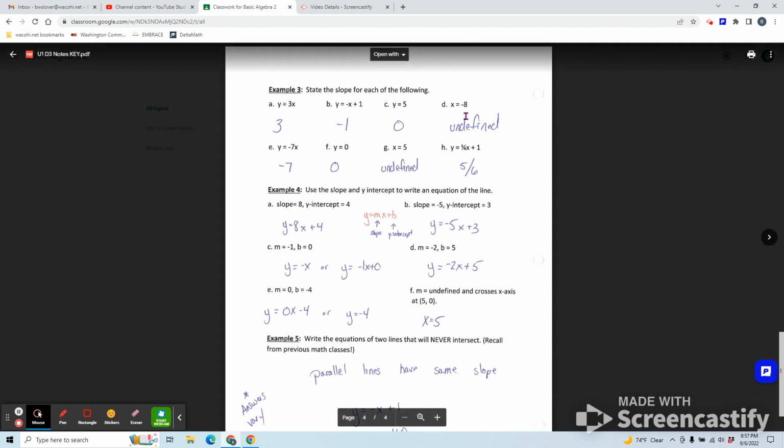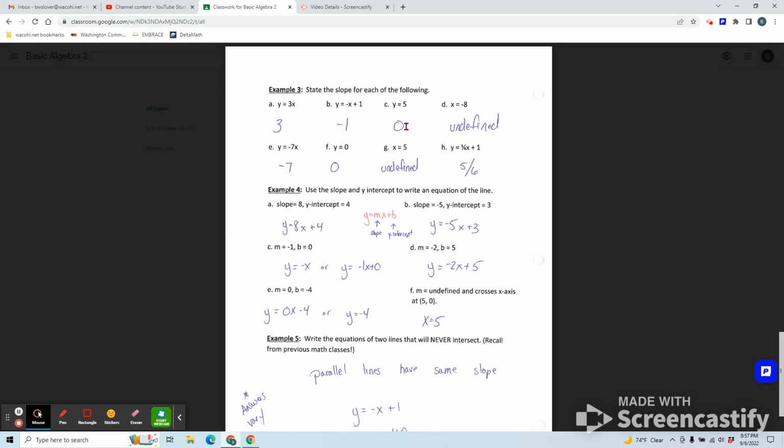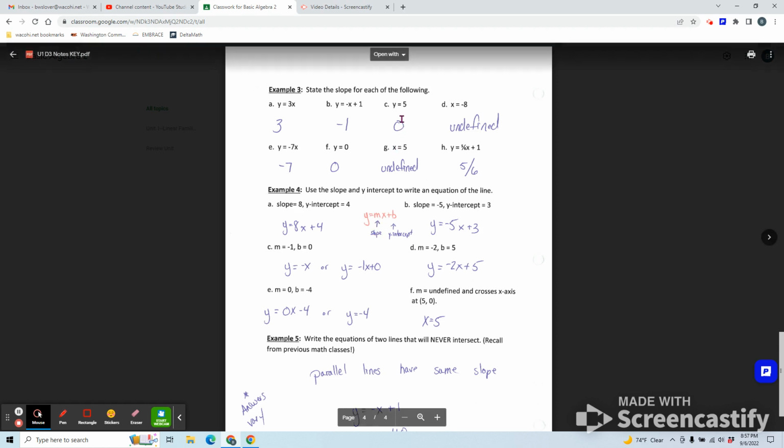C and D are my two special cases. This one just says y equals 5. There is no x value. So how do I know what the slope is if there's no x value? Well, this is a special type of line. Y equals 5 is a horizontal line going through 5. A horizontal line is going left to right, so a horizontal line has a slope of 0.